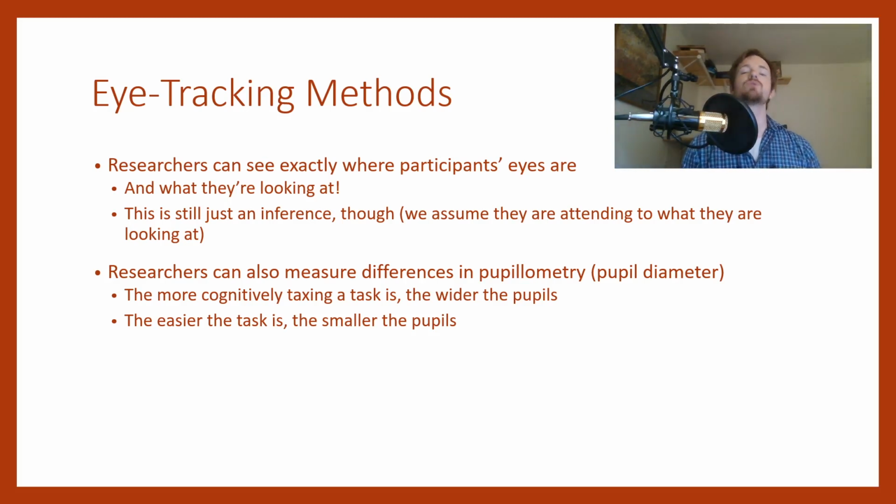You can also look at someone's pupils, and based on their pupils, generally the more complicated or difficult a task is, the wider the pupils get. The easier a task is, the smaller the pupils get. Some textbooks have a whole chapter on something called cognitive load or cognitive effort. We would go into much more detail about that there. We're not really going to go into that much this semester.